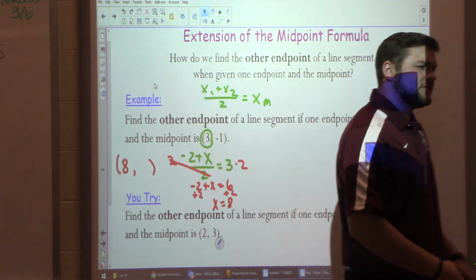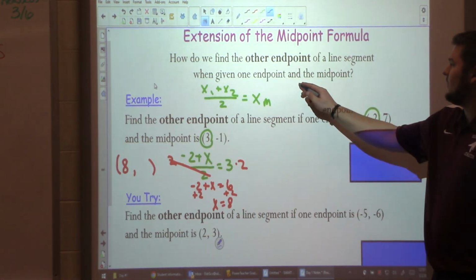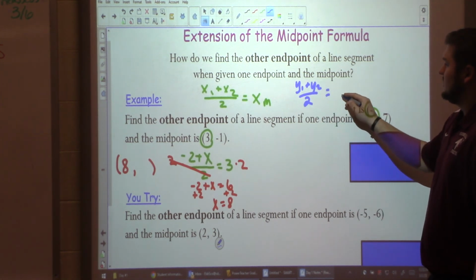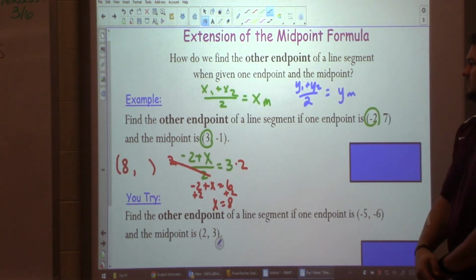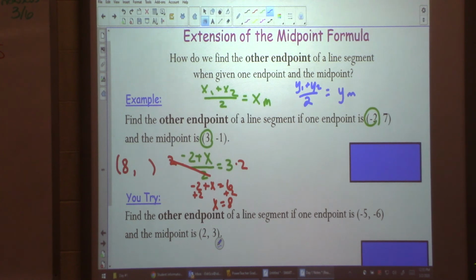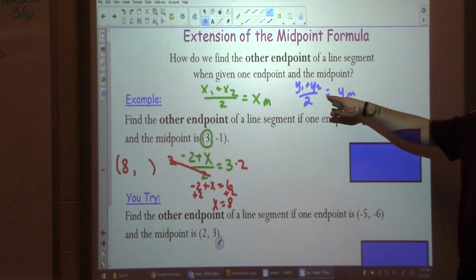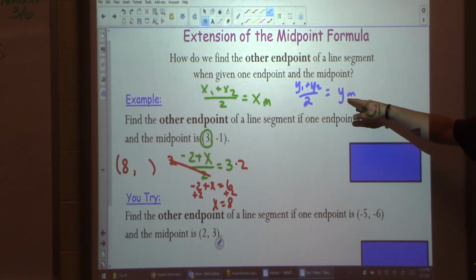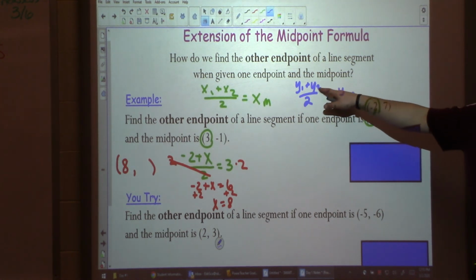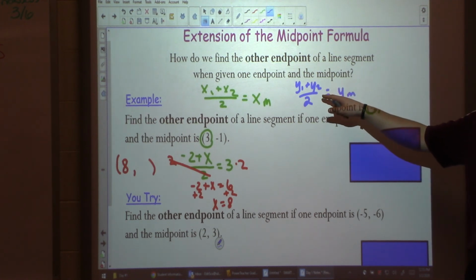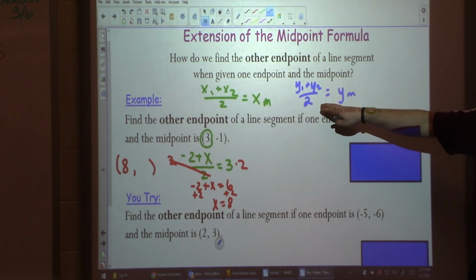Well, I know it's kind of the same process to find my y. y1 plus y2 over 2 equals the midpoint y value, right? My two endpoints added together and divided by 2 should equal the midpoint. Do we all see this? Understand this part? Yes? No? Okay, are there any questions on what I just wrote here?